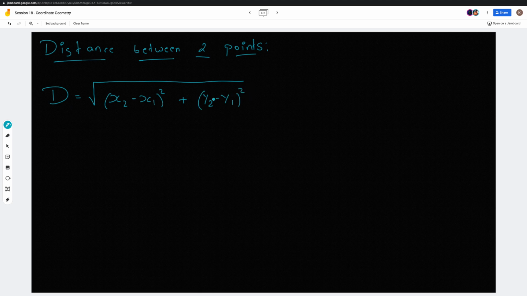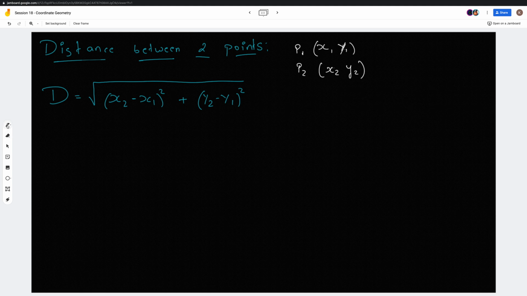Now basically what this formula is telling is you have 2 points. Point 1 is x1, y1. Point 2 is x2, y2. Now you need to find out the distance. All you have to do is subtract x1 from x2, subtract y1 from y2, square them and put them under root. So we'll start with an example.